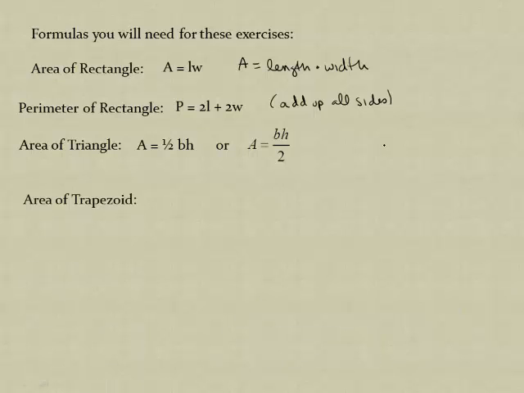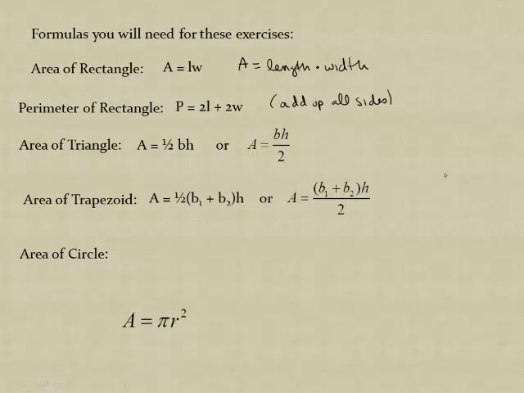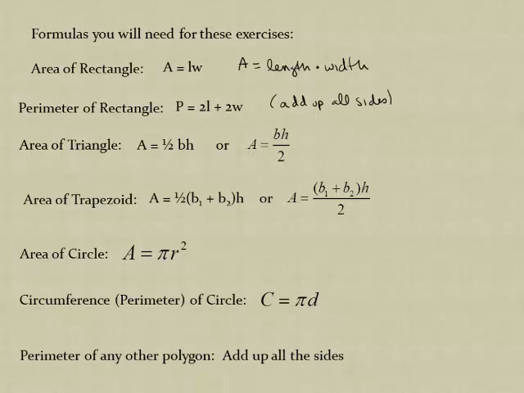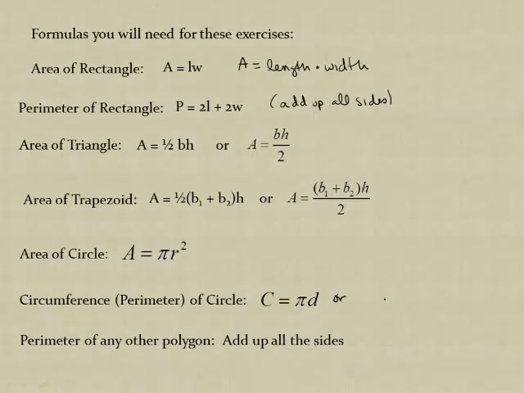Area of a trapezoid is 1/2 the sum of the bases times the height, or you can do the sum of the bases times the height divided by 2. Area of a circle is pi r squared. Circumference or perimeter of a circle is pi d or 2 pi r. And the perimeter of any polygon is you add up the sides.